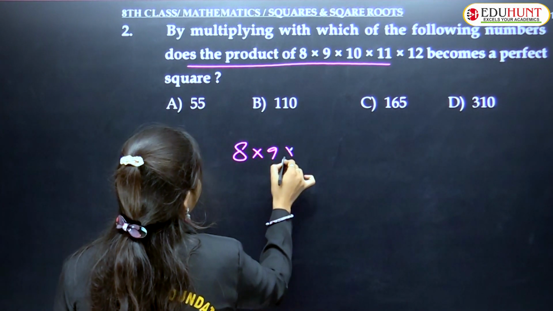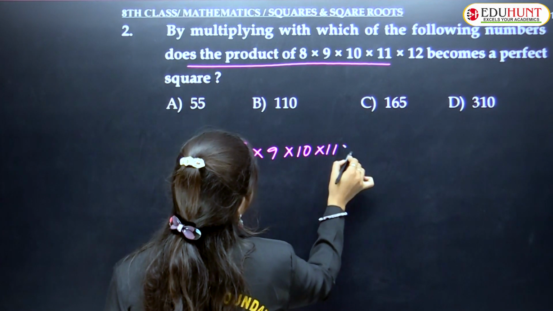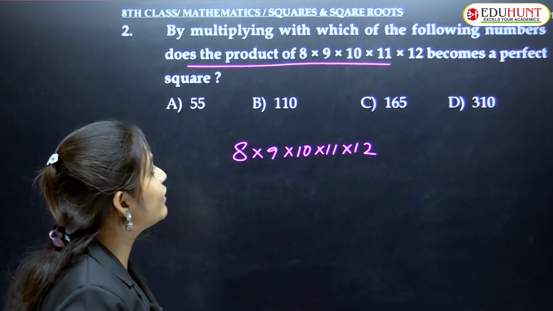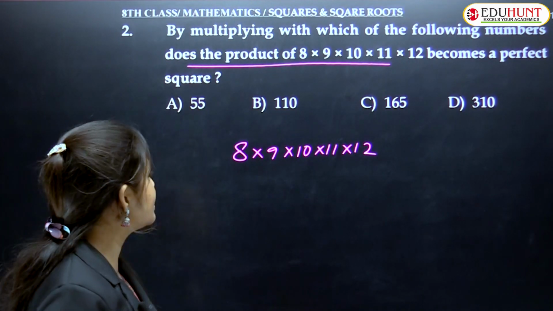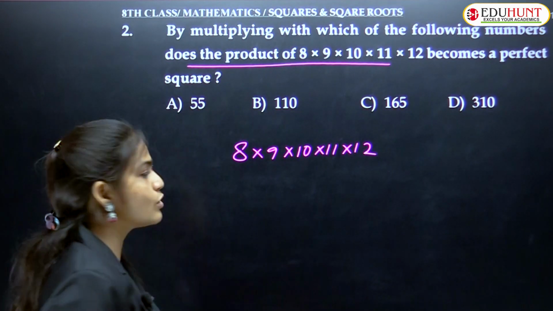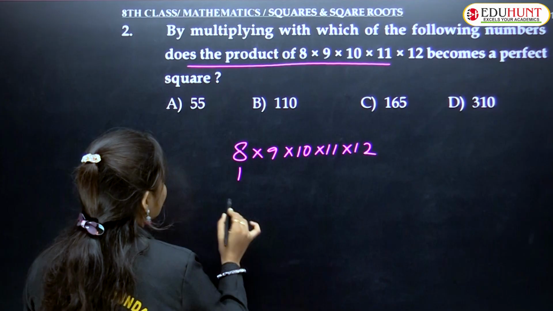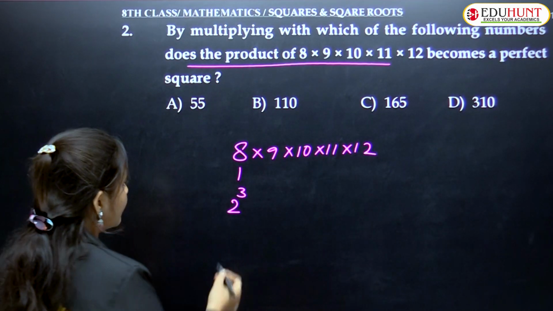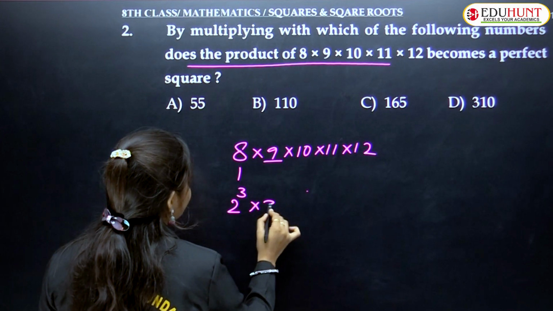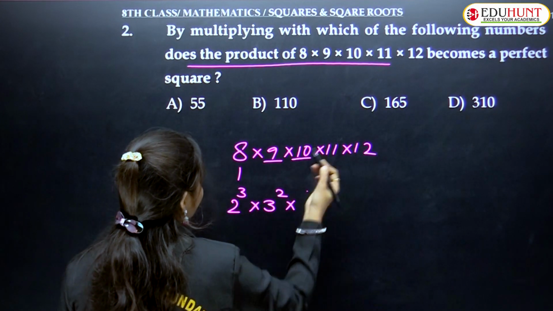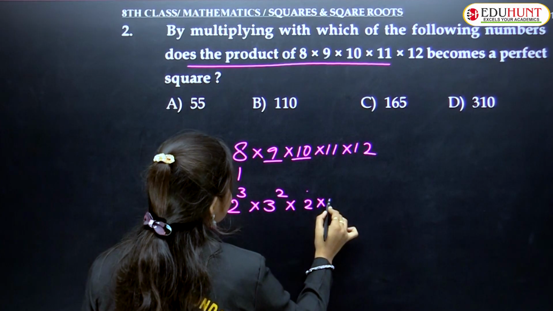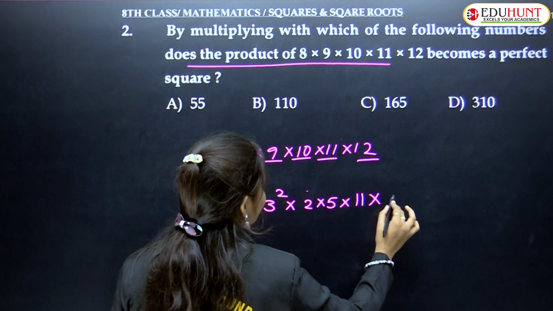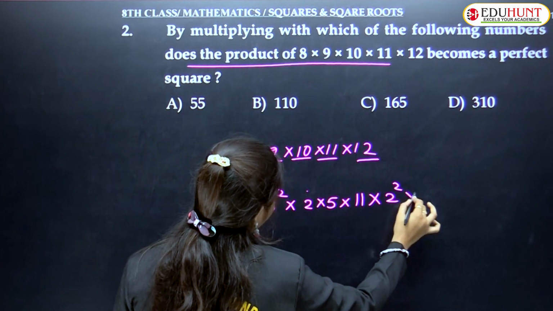8 into 9 into 10 into 11 into 12. So this is the number. To this number, by which number do we have to multiply it? Here there is no need to take the product of the total number, you just have to take the prime factorization. So 8 we can write as 2 cube, 9 as 3 square, 10 as 2 into 5, 11 is a prime number, and 12 we can write as 2 square into 3.